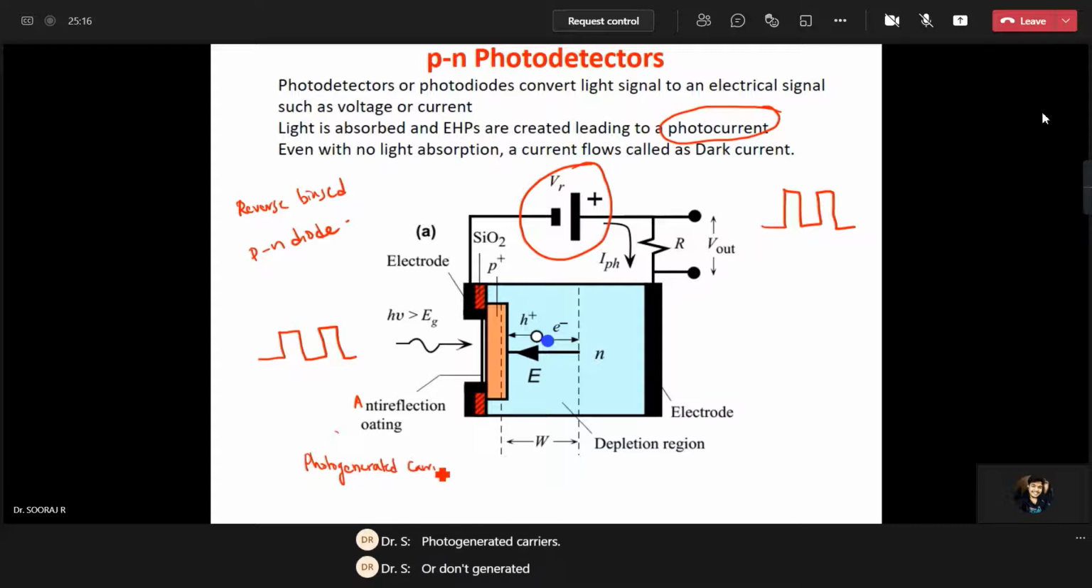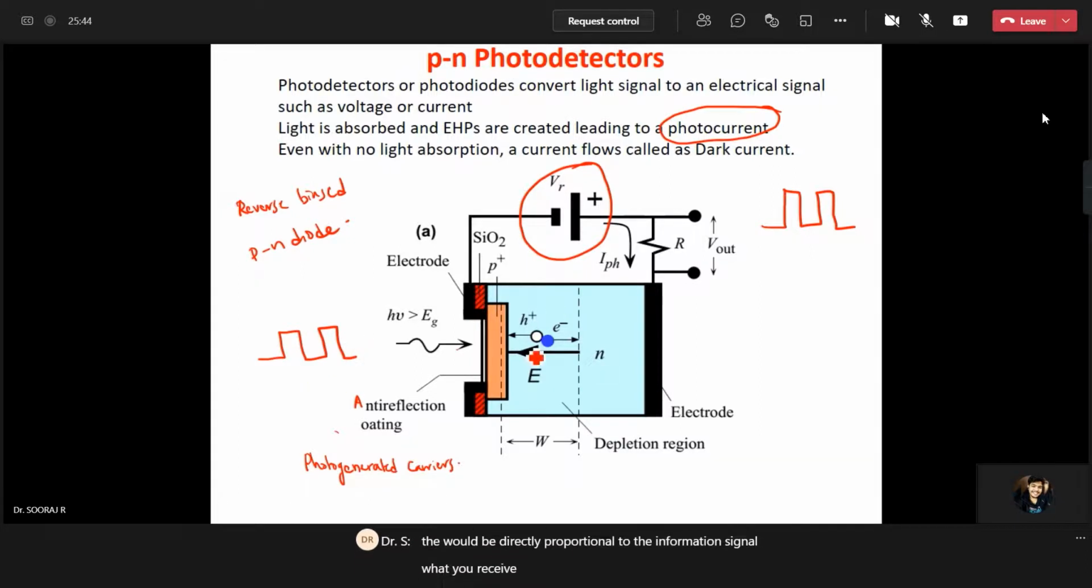Now these carriers, these electrons and holes, need to be collected through an external circuit. So here you have a load resistor, and the generated electrons and holes will have to be allowed to pass through this resistor, which would create a voltage drop, and you can measure this voltage, and this voltage V out would be directly proportional to the information signal that you receive.